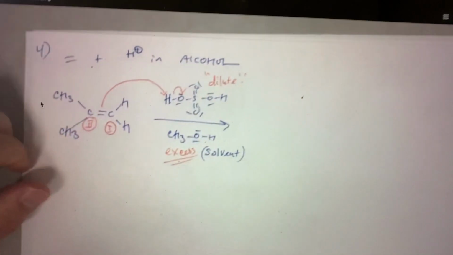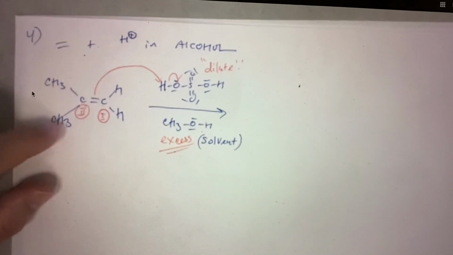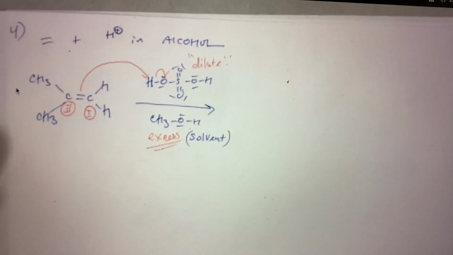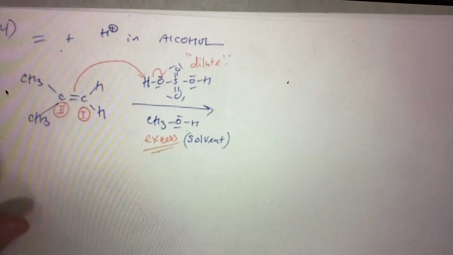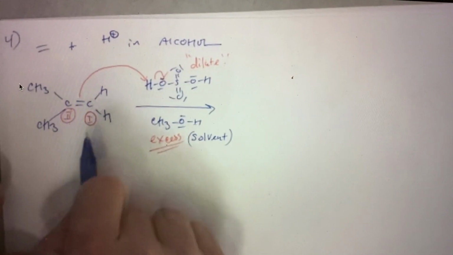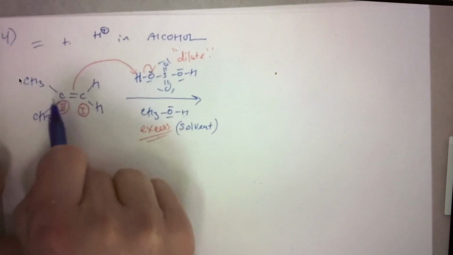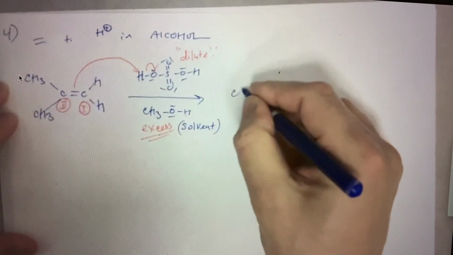1 and 2 is just arbitrary. We call them A or B, red or green, blue or purple, 1 or 2. Roman numerals or not, doesn't matter. This is just to differentiate. So if we make a carbon-hydrogen bond here, we make a carbocation there. Let's do that.